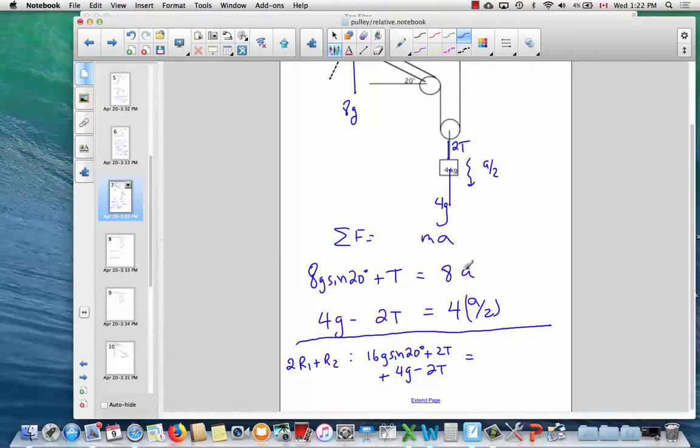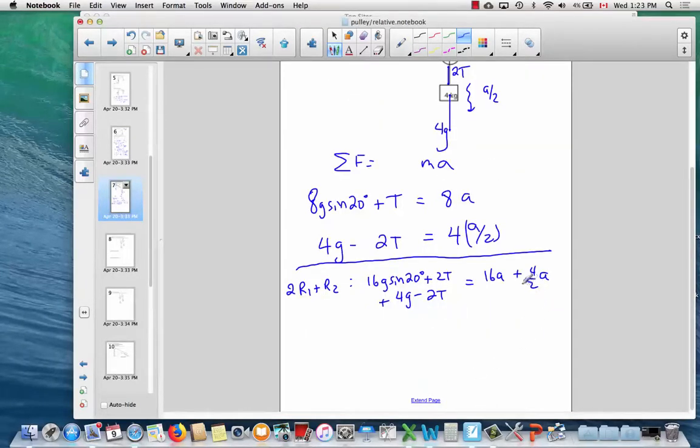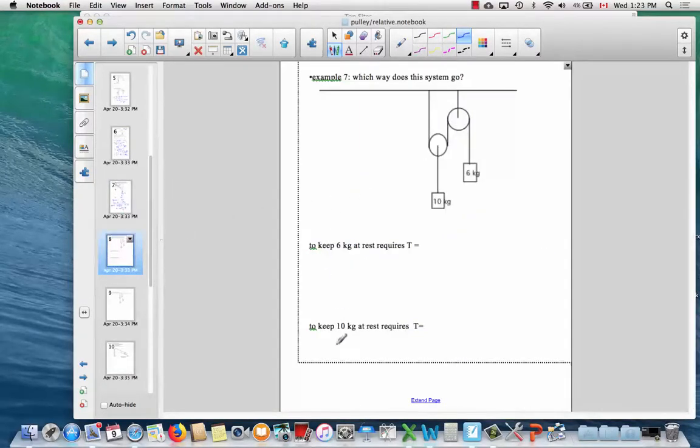On the other side, we've got to remember that we're doubling this first equation, so that'll be 16a, and we're not doing anything to the second equation, so when we add it, it's still twice a. And so solving for acceleration, it's just 16g sine of 20 plus 4g over 18. All right, so that's a relatively straightforward problem, just a slight extension of what you would have done in Physics 11 and Physics 12.